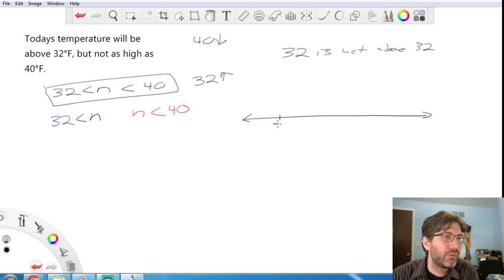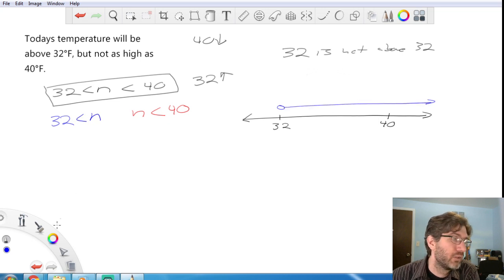I need a 32, and I need a 40. My other numbers I don't really care about. I just need the direction it's going. And the temperature, just by reading this, you know has to be between these two. It has to be higher than 32, less than 40. But to graph it, 32 has a circle over the end. So there would be a circle over here. And it has to be greater, so it's going off in this direction. And 40, again, has to have a circle over it, and it's going off in this direction.